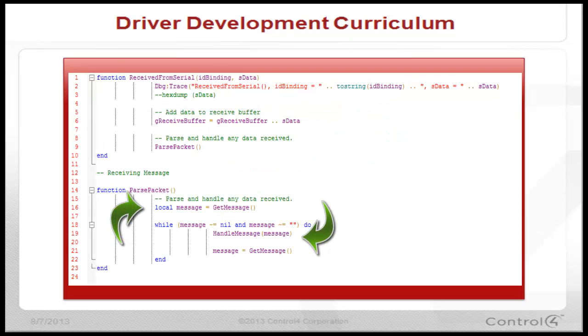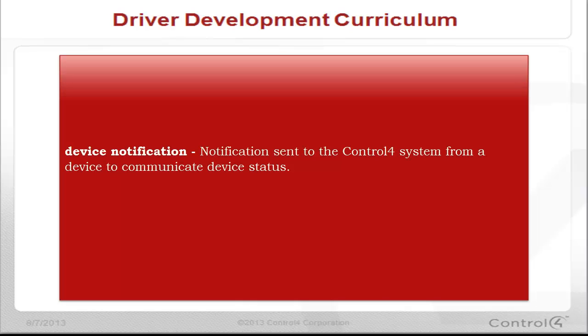GetMessage and HandleMessage work in a loop that constantly examines the contents of the gReceive buffer, pulls out data strings, and parses them. Now that we have a parsed data string that the Control4 system can understand, a notify function can be delivered that sends the parsed packet to the proxy. The proxy will then, in turn, update any user interfaces with the device information.